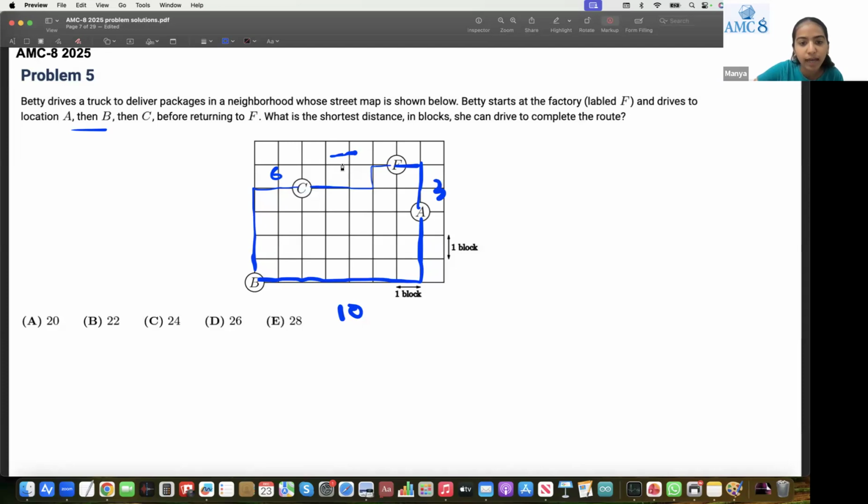And now, if we add all of these numbers up, we'll be getting 6 plus 5, which is equal to 11, and 3 plus 10, which is equal to 13. So 11 plus 13 will be giving us 24. And that would be our final answer choice C.